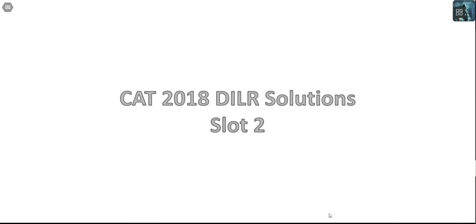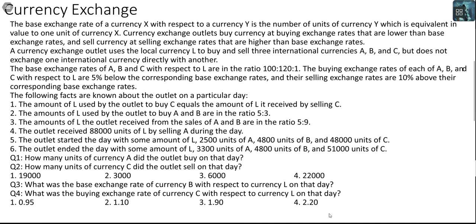Let's look at this question from CAT 2018 DILR section of slot 2. The base exchange rate of a currency X with respect to currency Y is the number of units of currency Y which is equivalent to 1 unit of currency X. This is a bog standard statement that everyone is aware of anyway, but they chose to give it anyway.